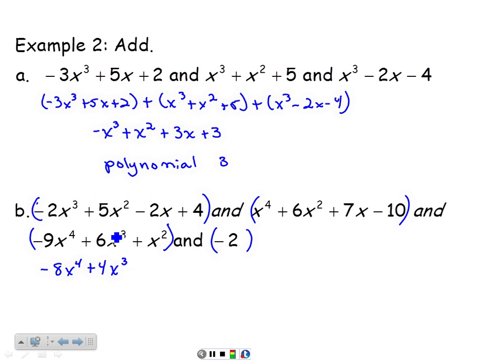I see 5x squared and 6x squared, which is going to be 11x squared, and one more is going to give me 12x squared. And then I see 4 and negative 10, which is negative 6, and negative 2, which is negative 8. Again, if I ask you to classify it, this would be a polynomial with a degree of 4. Remember, it's the highest exponent that you see, the highest degree term.